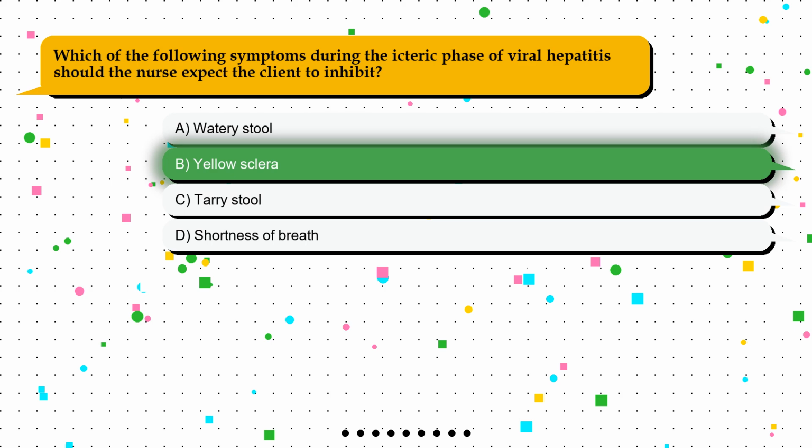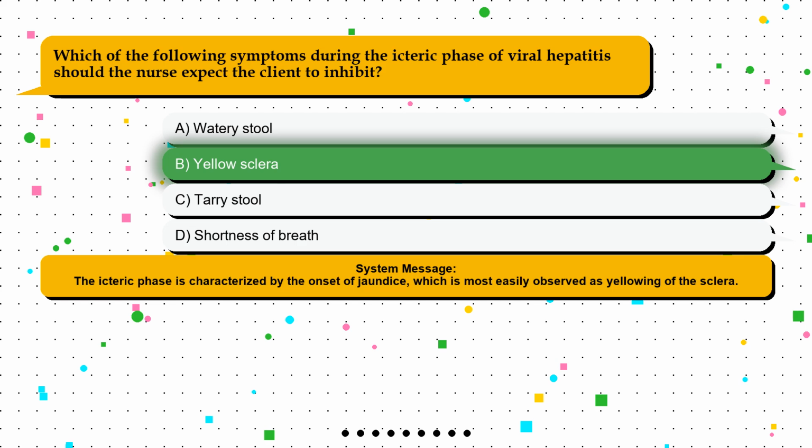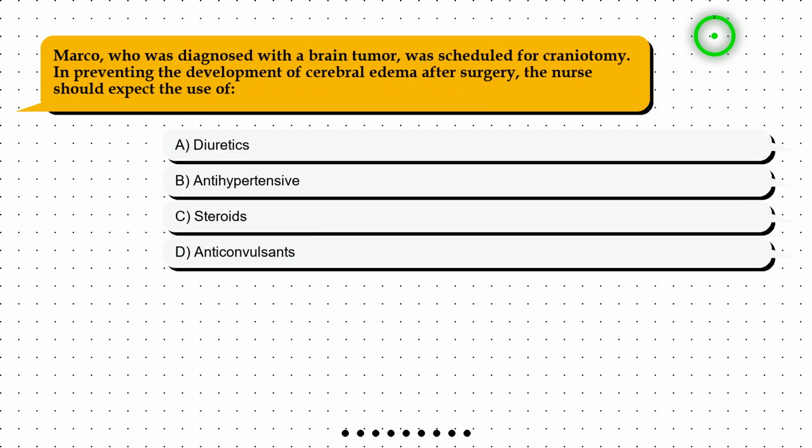The correct answer is option B. Yellow sclera. The icteric phase is characterized by the onset of jaundice, which is most easily observed as yellowing of the sclera.